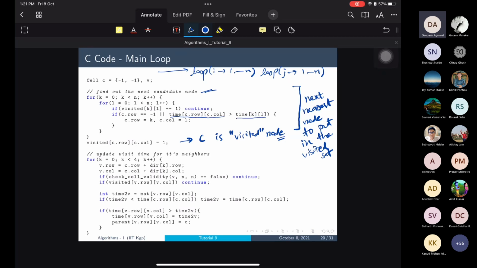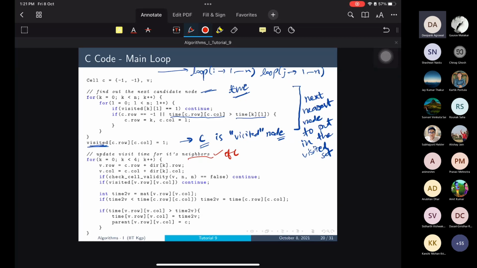So this is nothing but we have an array of time, and we are just calculating which particular cell has the minimum time. It happens that C has the minimum time, so we mark C as visited. It is clear up to this point, right? Yes, sir. Okay, and over here, we are updating the neighbors of C.